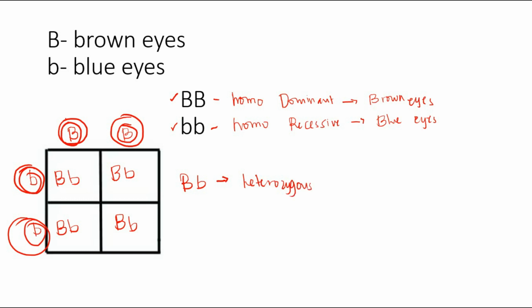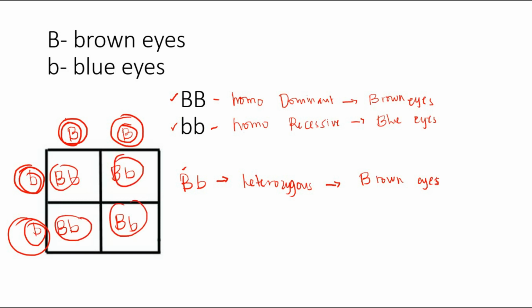So that is basically heterozygous, which means since this is heterozygous, they will still have the brown eyes. Why brown eyes? Because brown eyes is the dominant allele, and you have the capital letter B, which represents the brown eyes, and that will be the characteristics or physical trait of the offspring, brown eyes.